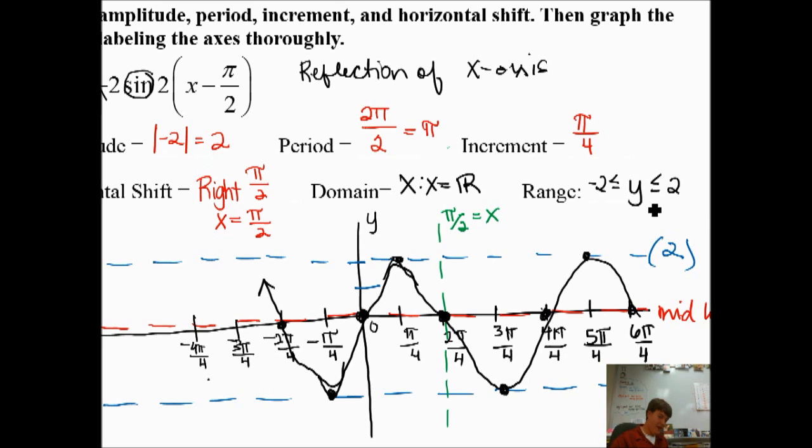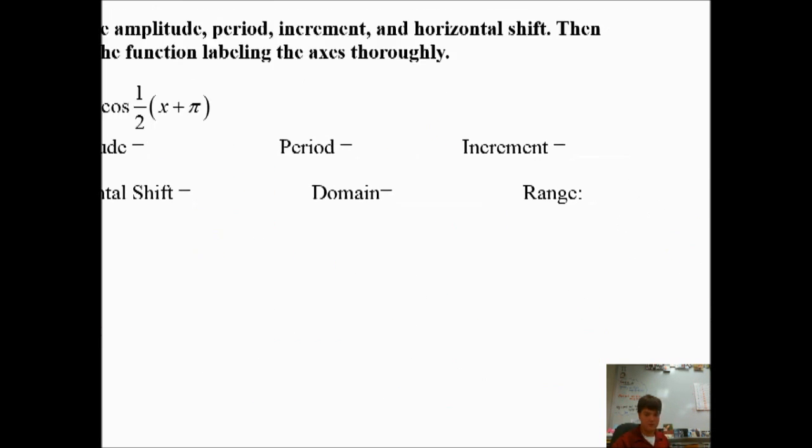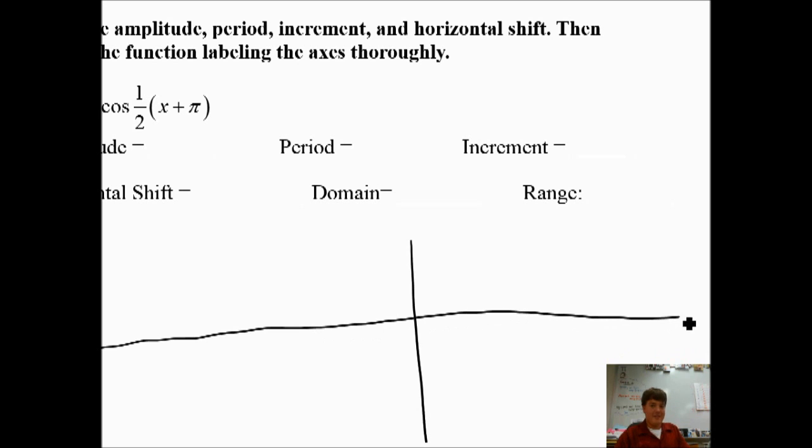Okay, you guys got all that? Let's keep up here. We're going to go on to the second example now. So once again, you want to find the amplitude, period, increment, and horizontal shift, then graph the functions labeling the axes thoroughly. Whoa, that's a lot of words. Where do we start?